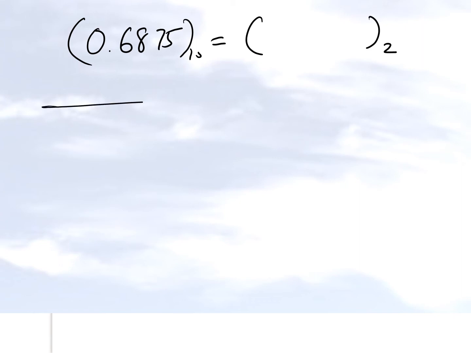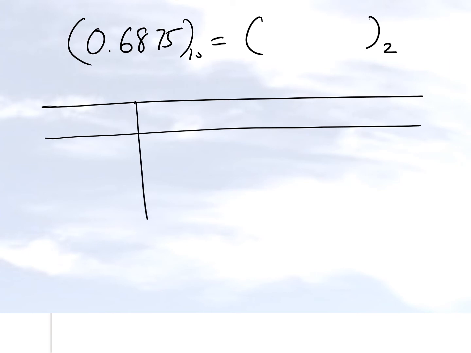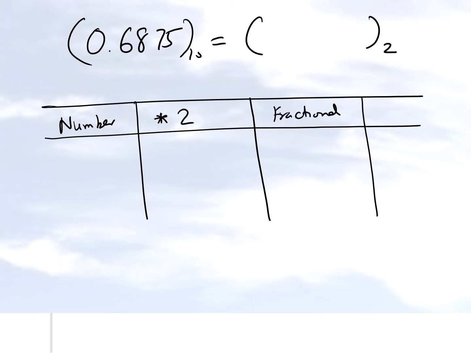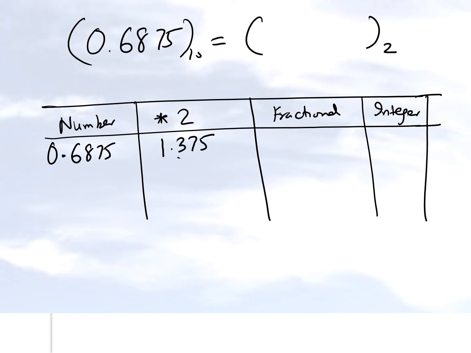Again, I'm just going to go through the procedure here. So here is what's going to be my number. I'm going to multiply it by 2. Then I'm going to look at what is the fractional part of this number once I multiply by 2, and what is the integer part after I multiply by 2. So I'm going to take 0.6875 and multiply by 2. I get 1.375. The fractional part is 0.375. What is the integer part? It is 1. So I write it down here.